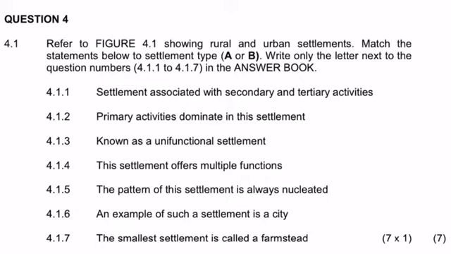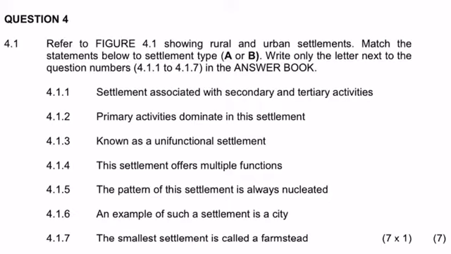So now let's move to the second question. We might not need to identify the keywords in every question, but I'll just try to indicate some questions. So now 4.1.2 says primary activities dominate in this settlement. Okay, if you remove primary, then you remain with activities dominate in this settlement. What activities? It could be primary, it could be secondary, it could be tertiary. So that means your keyword in this question is primary. If you remove primary, the whole thing doesn't make any sense, or it's not 100% clear. So that means primary is your keyword to this question.